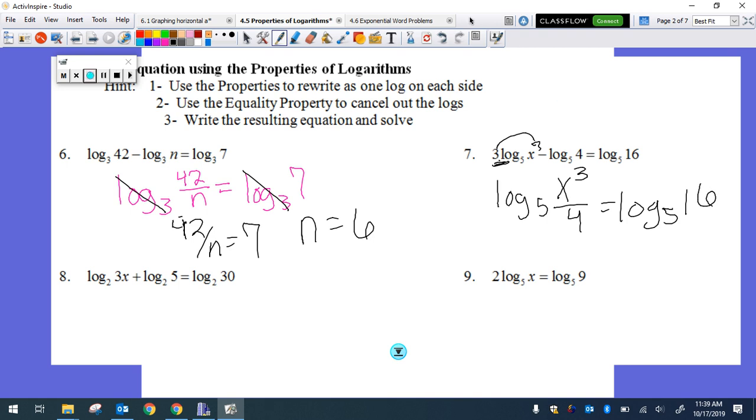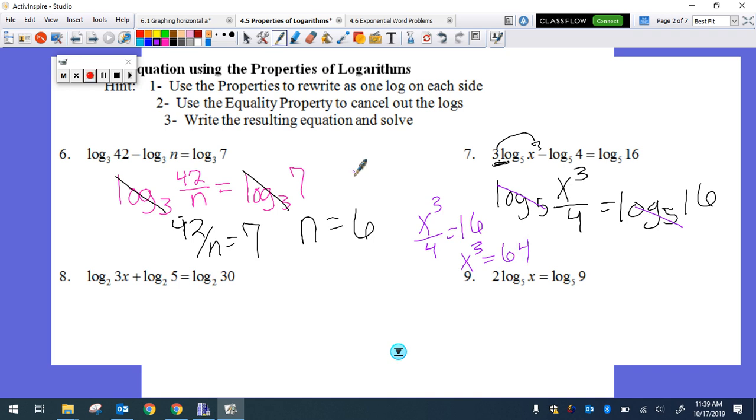Now, both sides have a log base 5. So those log base 5s cancel. So I really have x to the third over 4 equals 16. To move that 4 over, you would multiply. So 16 times 4 is 64. So x to the third is 64.